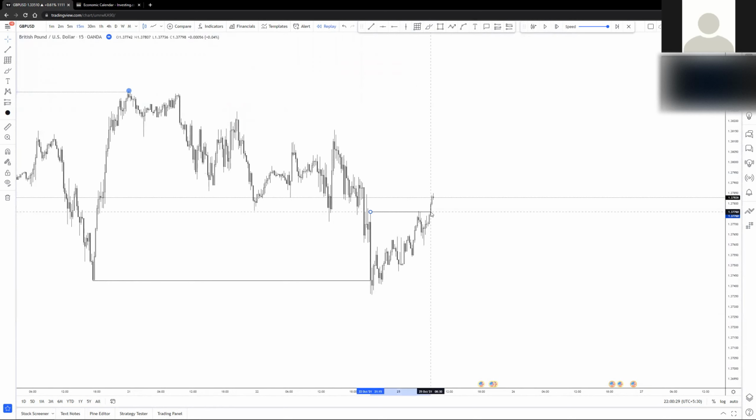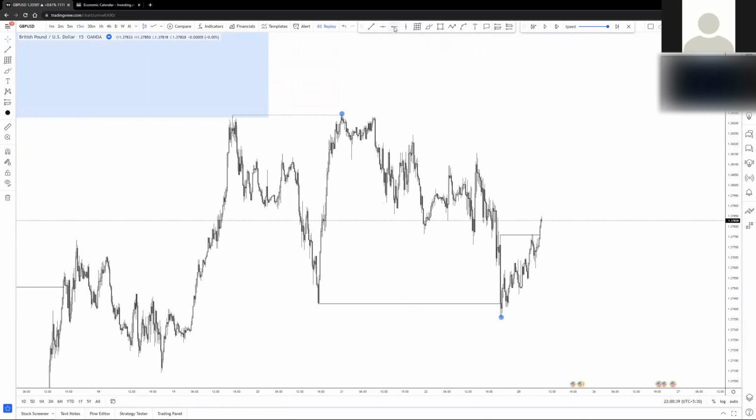There we go, we have a break. So then your trading range you can confirm from here to here. This becomes your new trading range. So let's mark that out.